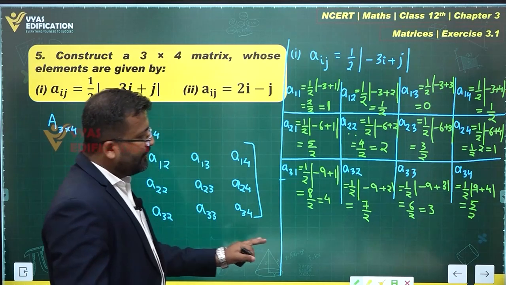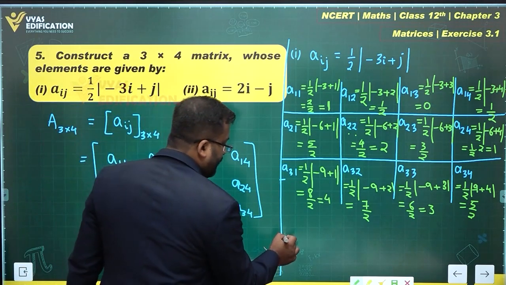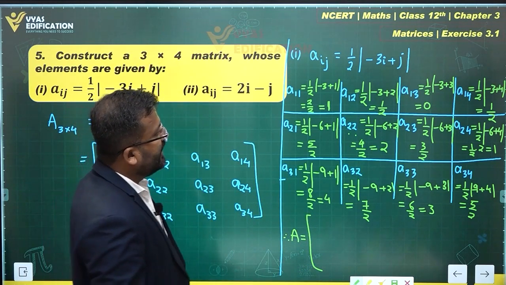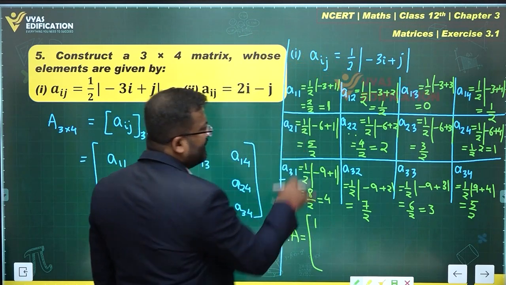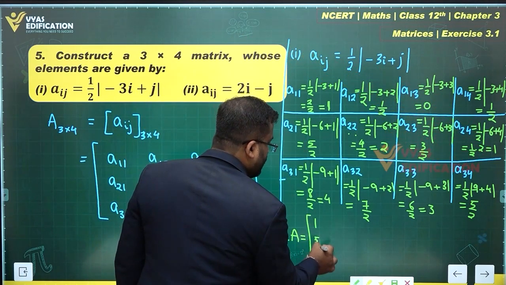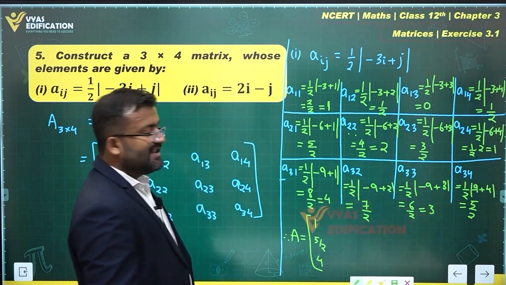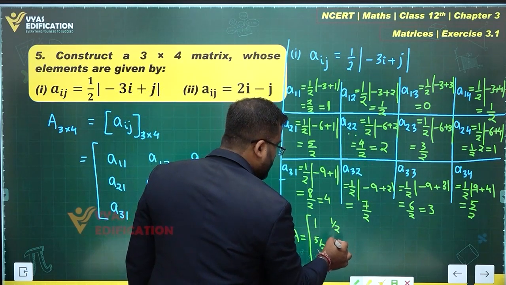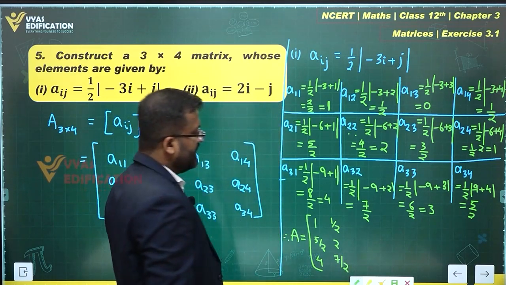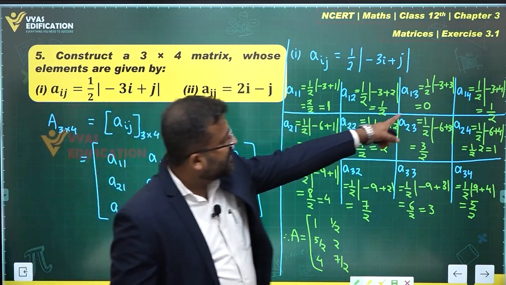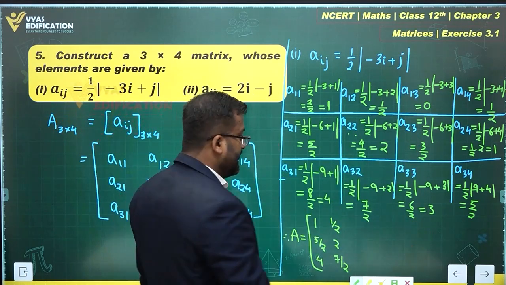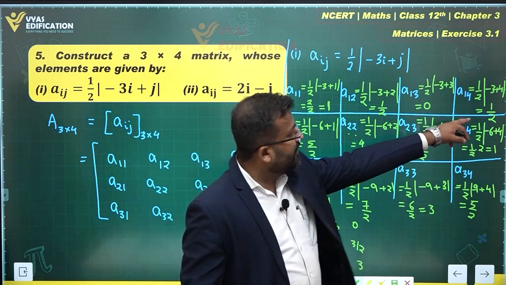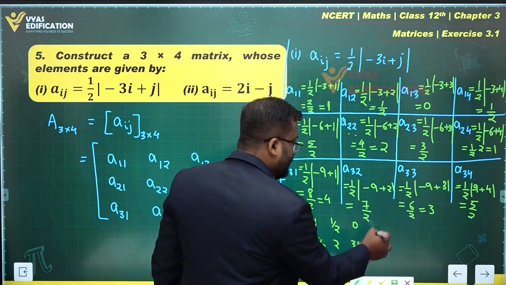And since we know these values, therefore the matrix A, a 3 by 4 matrix, would be equal to what? Write the first column first. This is 1, 5 by 2 and 4. These are the elements present in the first column. The second column is 1 by 2, 2 and 7 by 2. The third column is 0, 3 by 2, 3. Those are the elements present in the third column. After the third column, we have the fourth column, that is 1 by 2, 1 and 5 by 2.